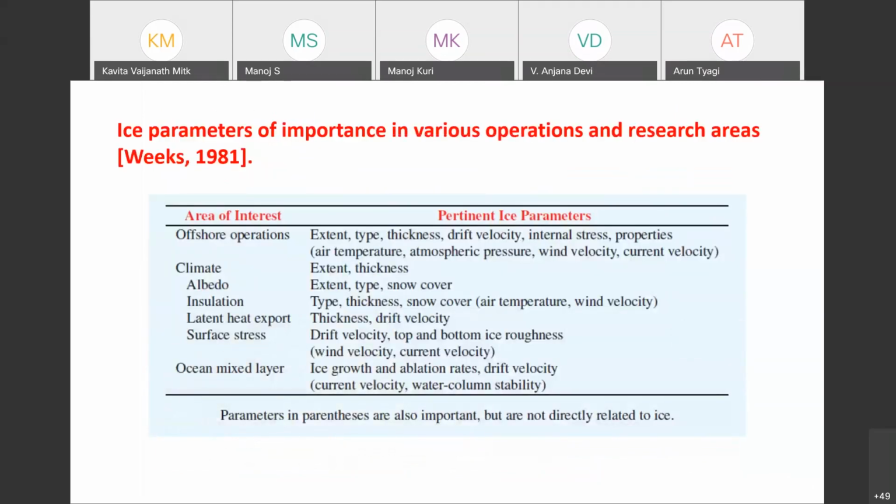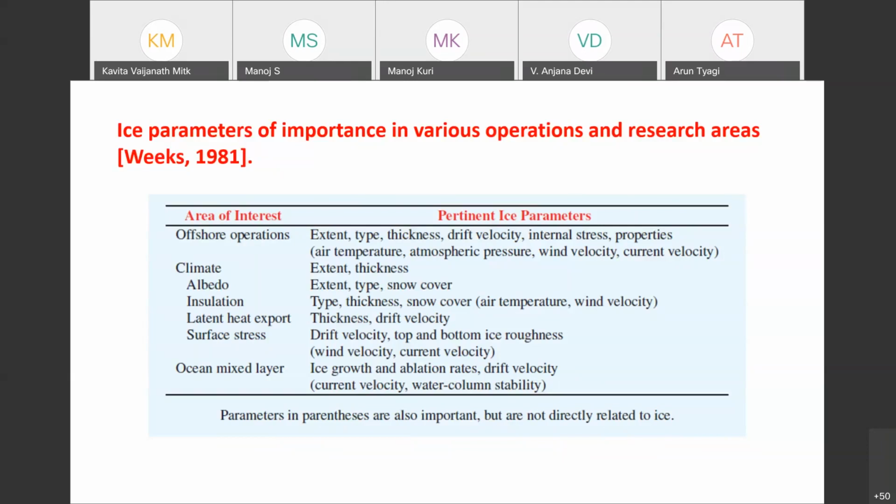So what are the parameters that are very important in, you can say, I would not specifically say Antarctic, but in the polar regions overall. So basically for offshore operations, as I said, the sea ice extent, then the sea ice types, then the sea ice thickness, then the sea ice drift velocity, then the internal stress, and other properties such as air temperature, atmospheric pressure, wind velocity, then the current velocity at the time of the navigation.